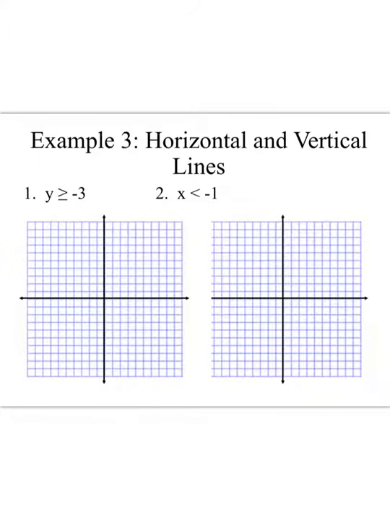Just like when we were graphing lines, we looked at horizontal and vertical lines. Same thing here. Remember that y equaling a number is going to give you a horizontal line. So this is going to be a horizontal line through negative 3. It will be a solid line because it is greater than or equal to. Still going to plug in (0, 0). So I end up with 0 being greater than negative 3. 0 is larger than negative 3, so I color in the top half of the graph.